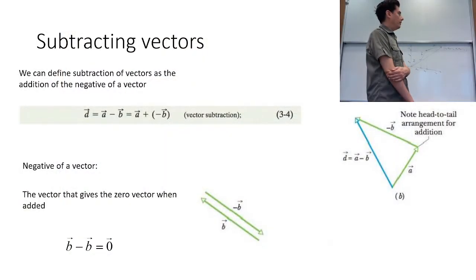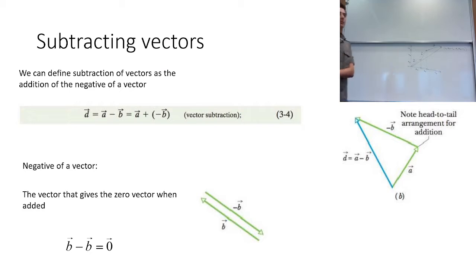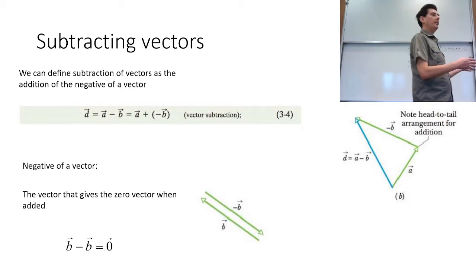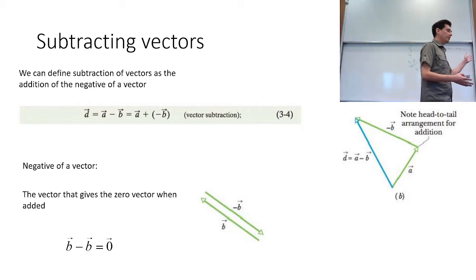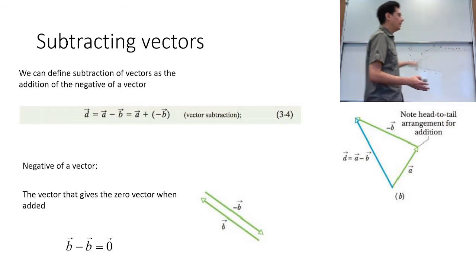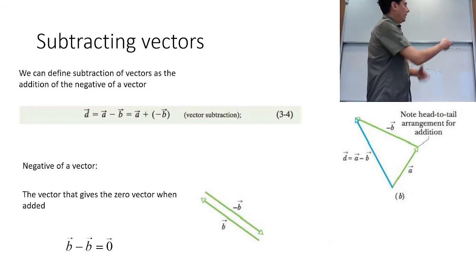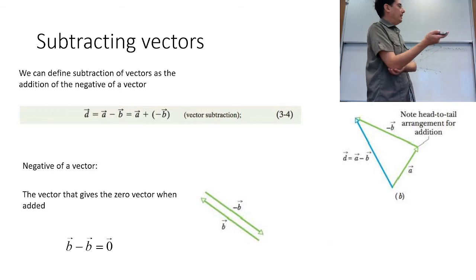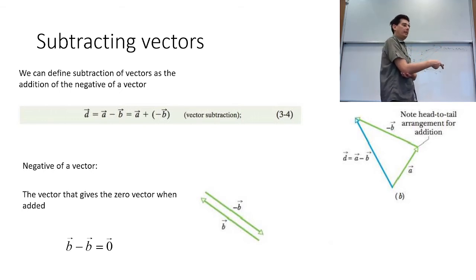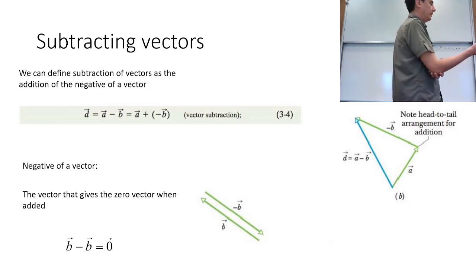Okay, and subtracting vectors. Actually, we kind of started off already. We already started using this before we even said what it was. Remember when I said the displacement is the difference between the final vector and the initial vector. So how do you take the difference of two vectors? Well, you simply add the negative of the vector that you were talking about.